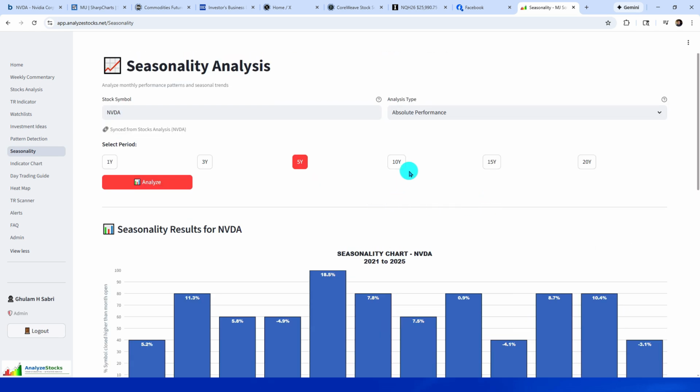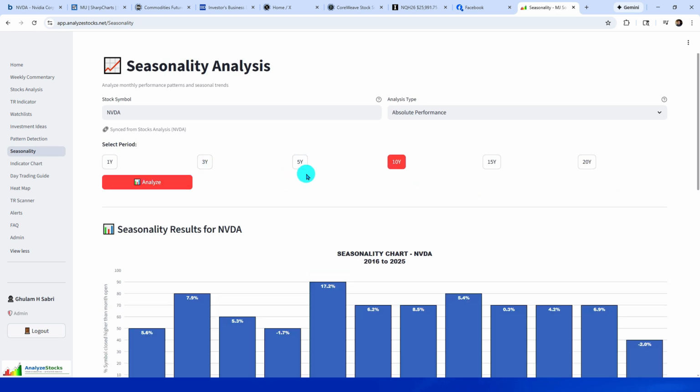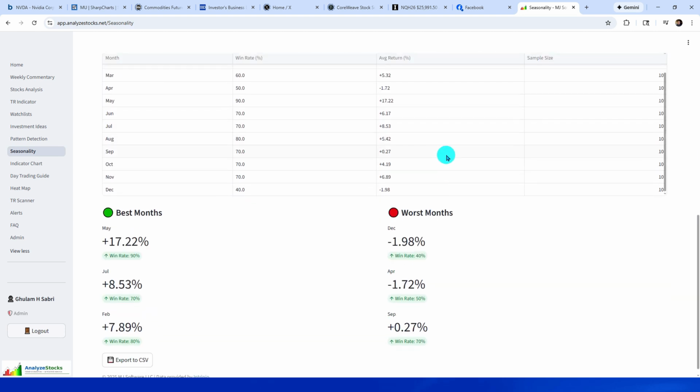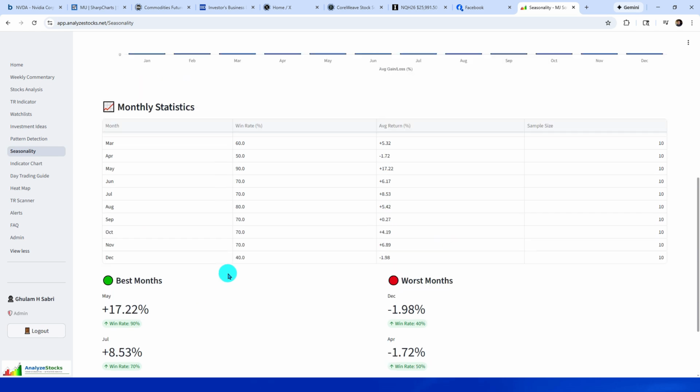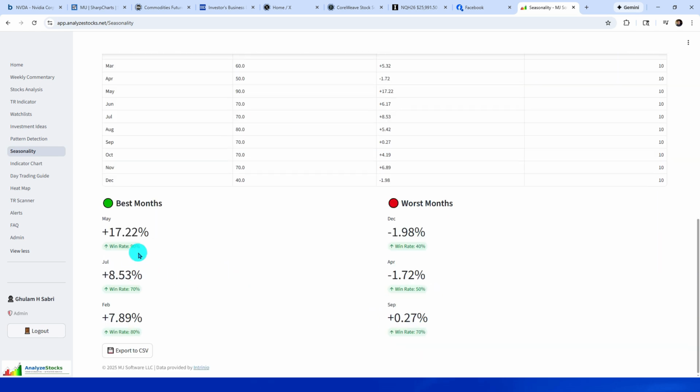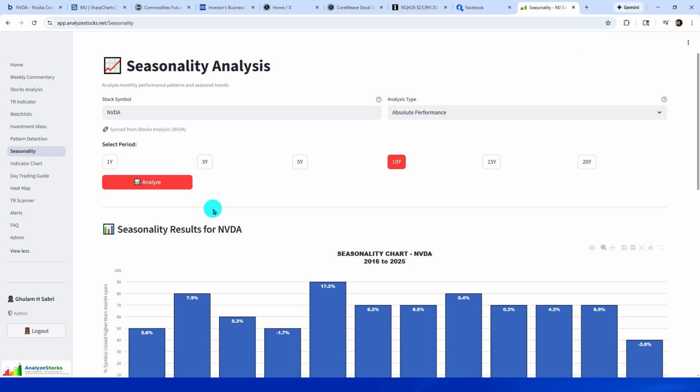If I change the time frame to, let's say, 10 years, it automatically updates this. So it is still May, on average during the last 10 years 17.22%, then July 8.53%, and it is 90% up. So 9 out of 10 years Nvidia was up during the last 10 years. Very useful information.